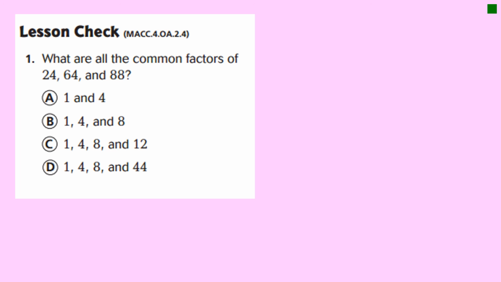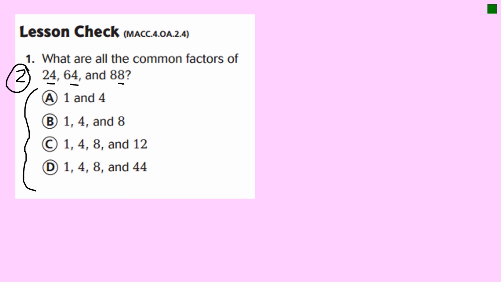Okay, guys, you know what I'm noticing when I look at this? I think the book has a little error because 24, 64, and 88, what do you see in the ones place? Those are all even numbers. And what's missing from every single one of those choices? Our even number factor 2. So they are not listing all the common factors. They're leaving out 2. If you point that out to your teacher tomorrow, she'll be so impressed.